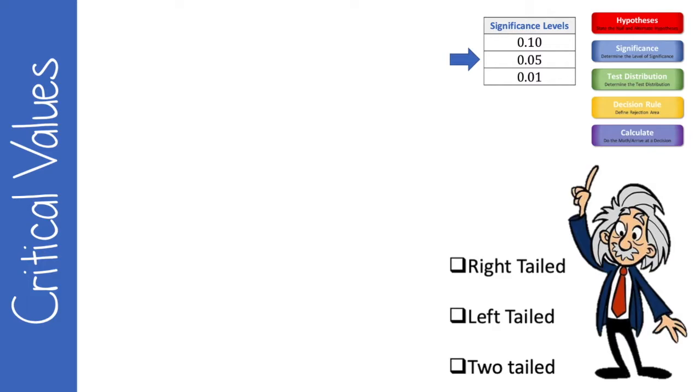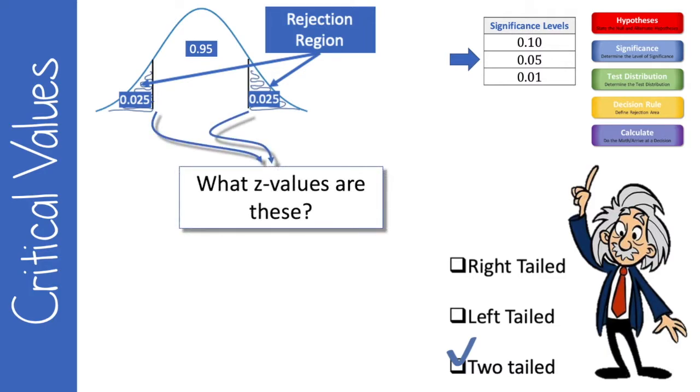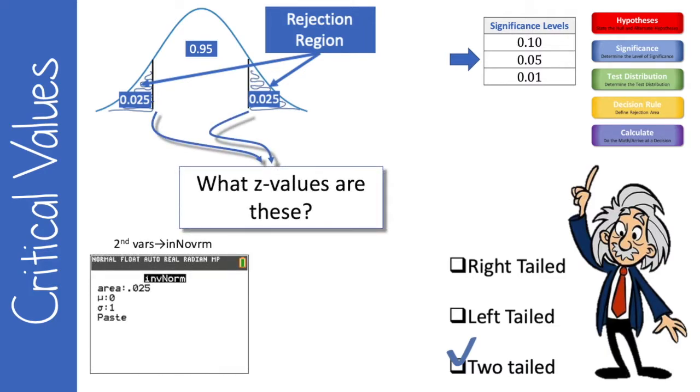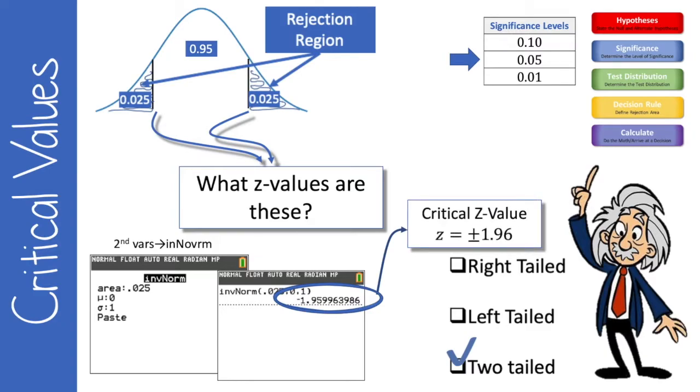Still at the 0.05 significance level, let's look at a two-tailed test. The two-tailed test splits that significance level into a lower and upper half, 0.025 on the bottom, 0.025 on the top, still 0.95 in the middle. So what z-values are these? Let's pull up the calculator again, and this time we put an area of 0.025 into the inverse norm. It tells me that the z-value on the bottom is negative 1.96, and we can mirror that onto the top. So we have two critical values now, z equals plus or minus 1.96.